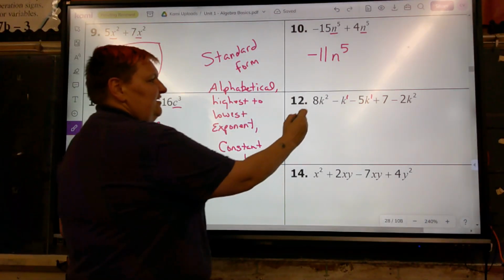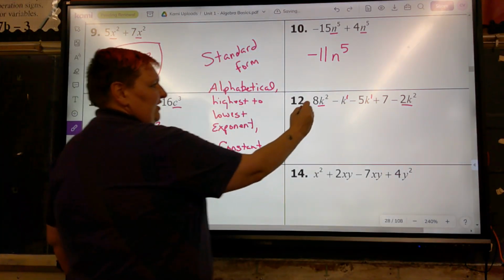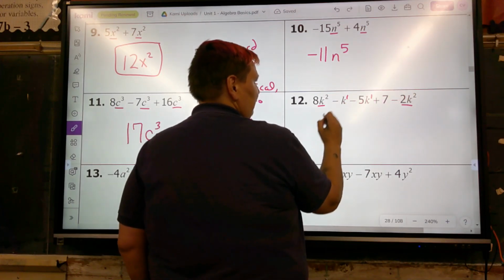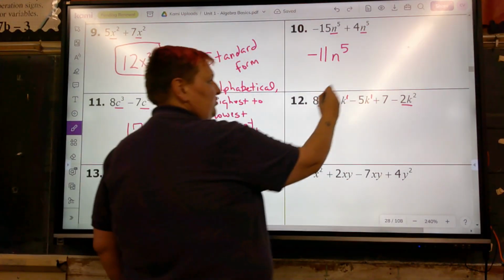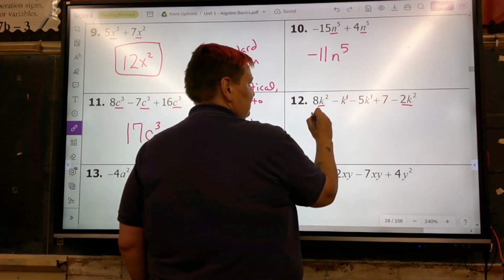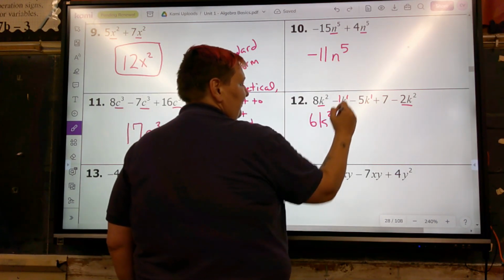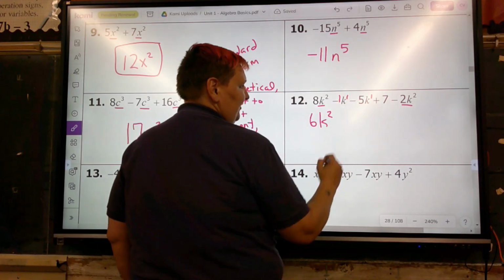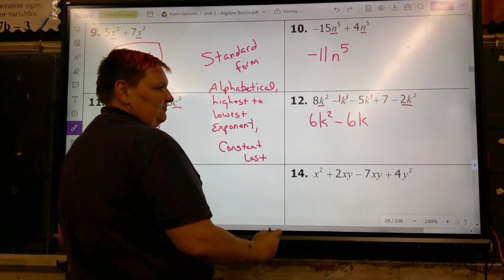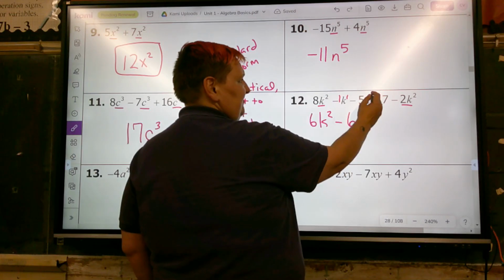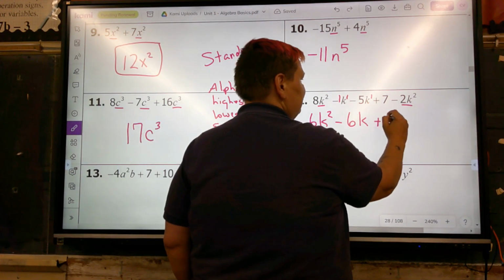All right, so let's do this. K to the second power is the highest exponent. So 8 minus 2, because these can be combined. They have the same variable to the same power, to the same exponent. Right? So it's going to be 6k squared. And then we have negative 1k minus 5k. So you have negative 6k. They have the same variable to the same invisible 1 exponent. And then the only constant up here is 7.